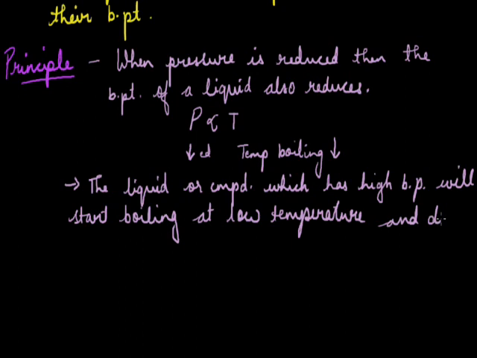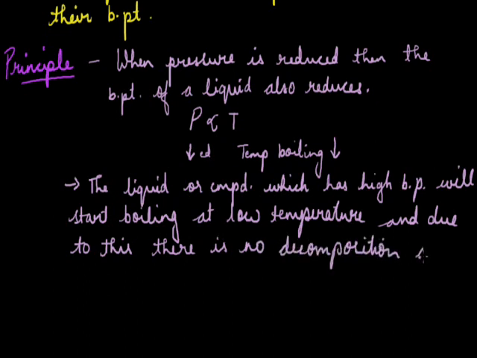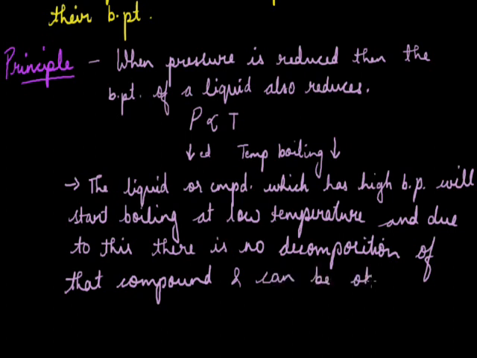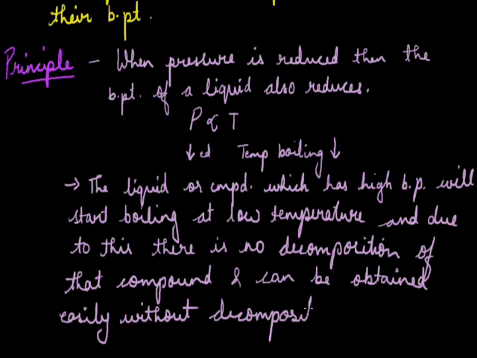And due to this, there is no decomposition of that compound, and it will be obtained easily without any decomposition. So this is the principle involved in vacuum distillation. We will see the apparatus arrangement, then it will be easy for us to understand how the pressure is being reduced in the apparatus of the system.